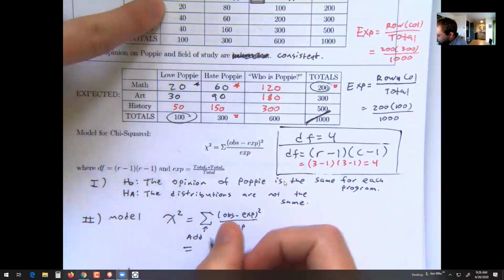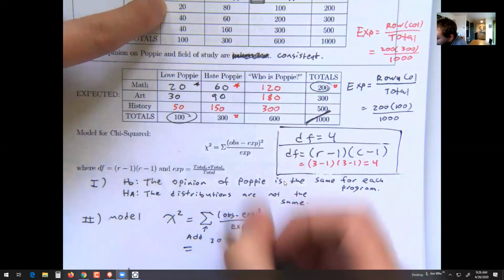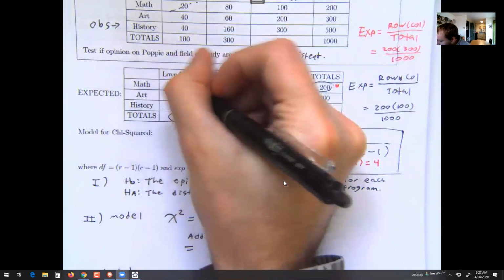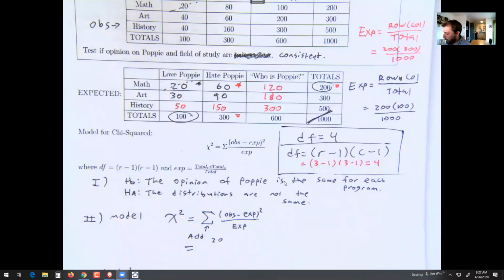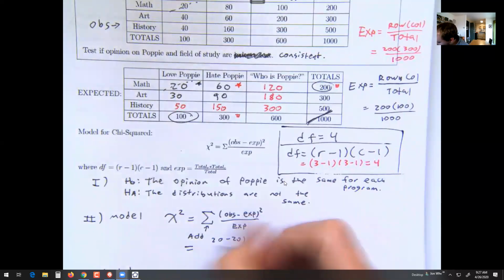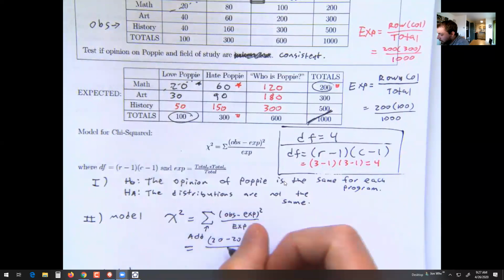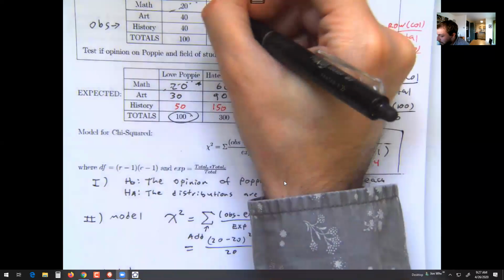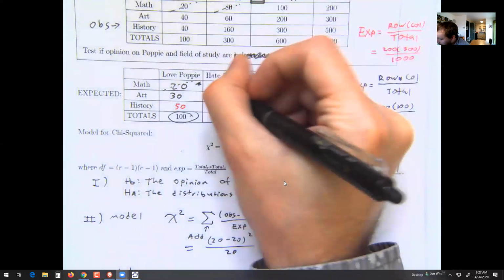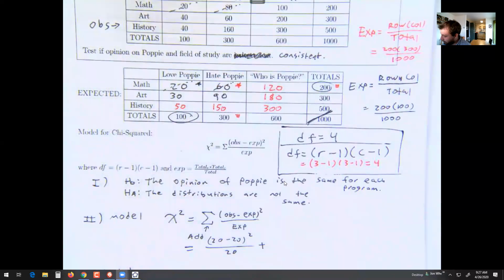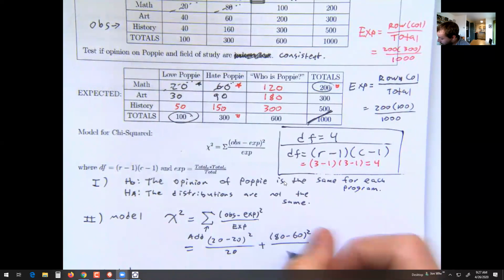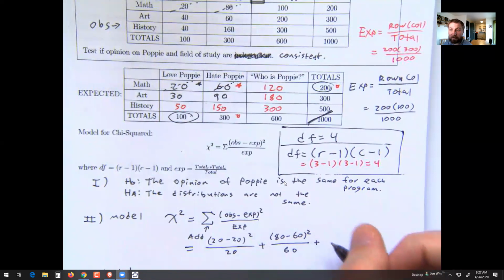My first observed value is this top left number, 20, and that's paired up with the same top left number in this expected. So I have 20 minus 20 squared. The expected for this was 20. Next value, 80. 80 is paired up with the expected of 60. So I have 80 minus 60 squared. My expected is 60.